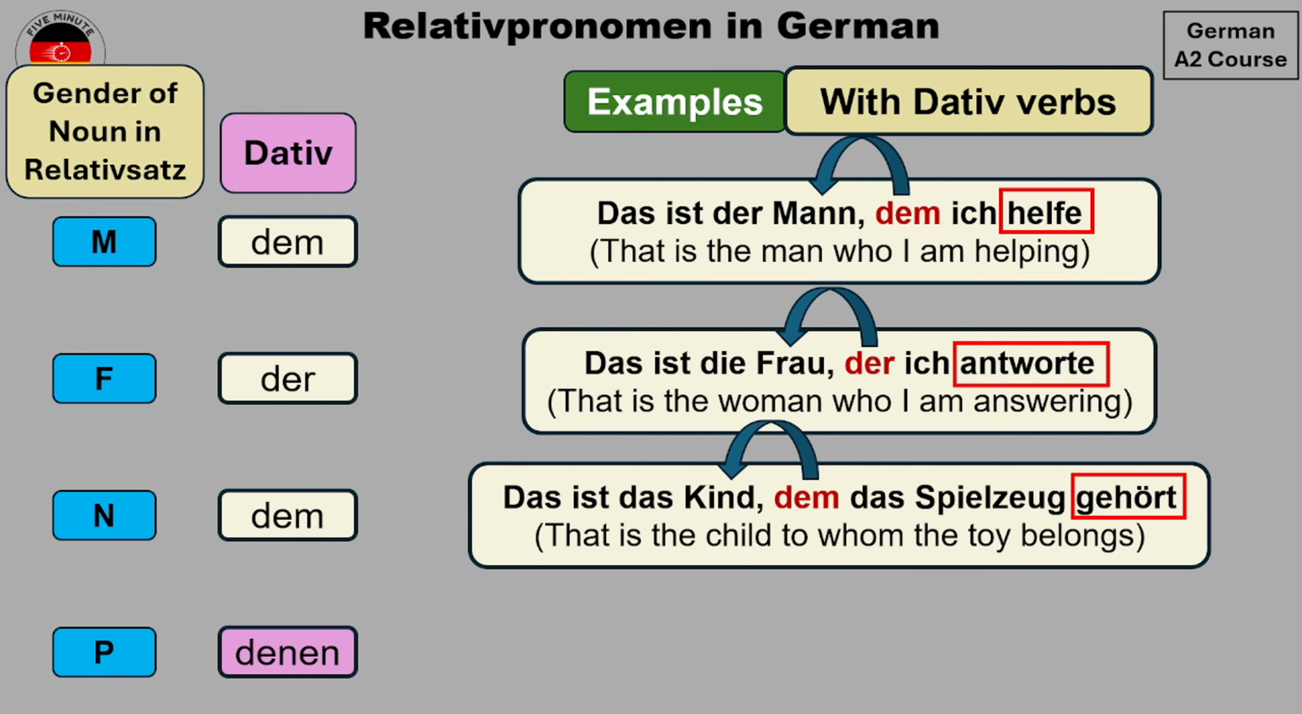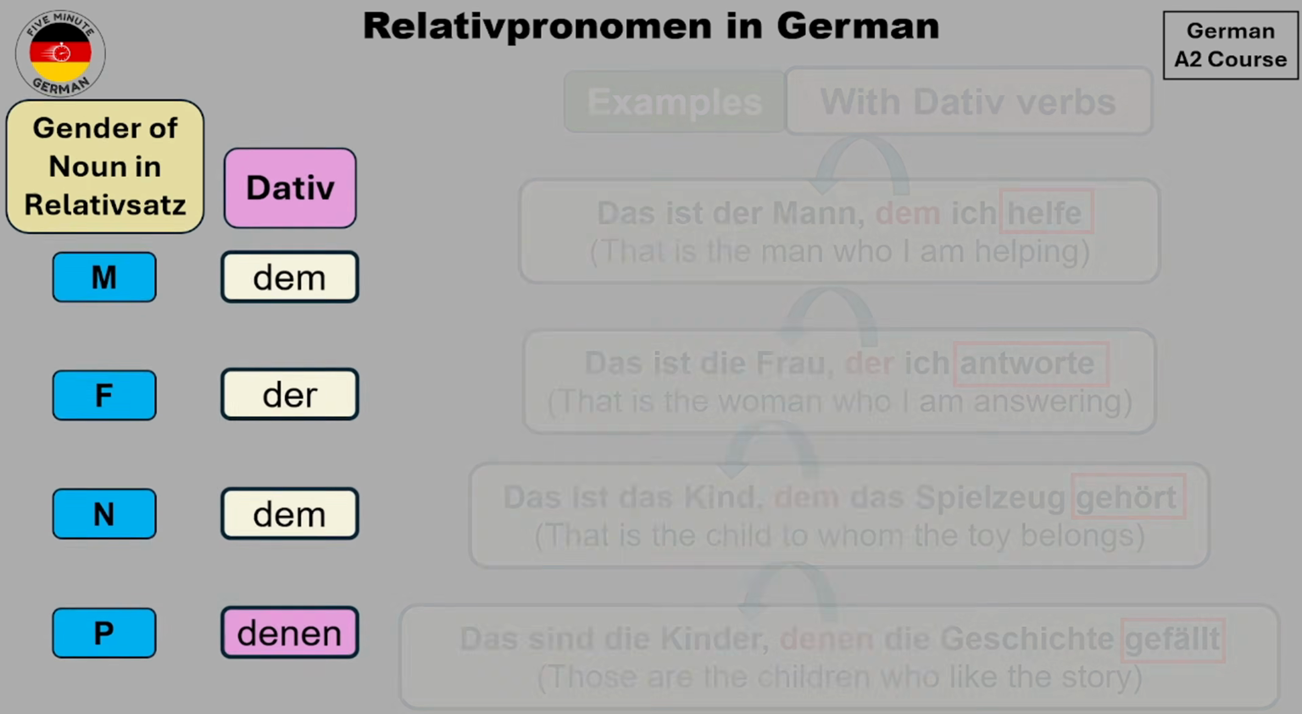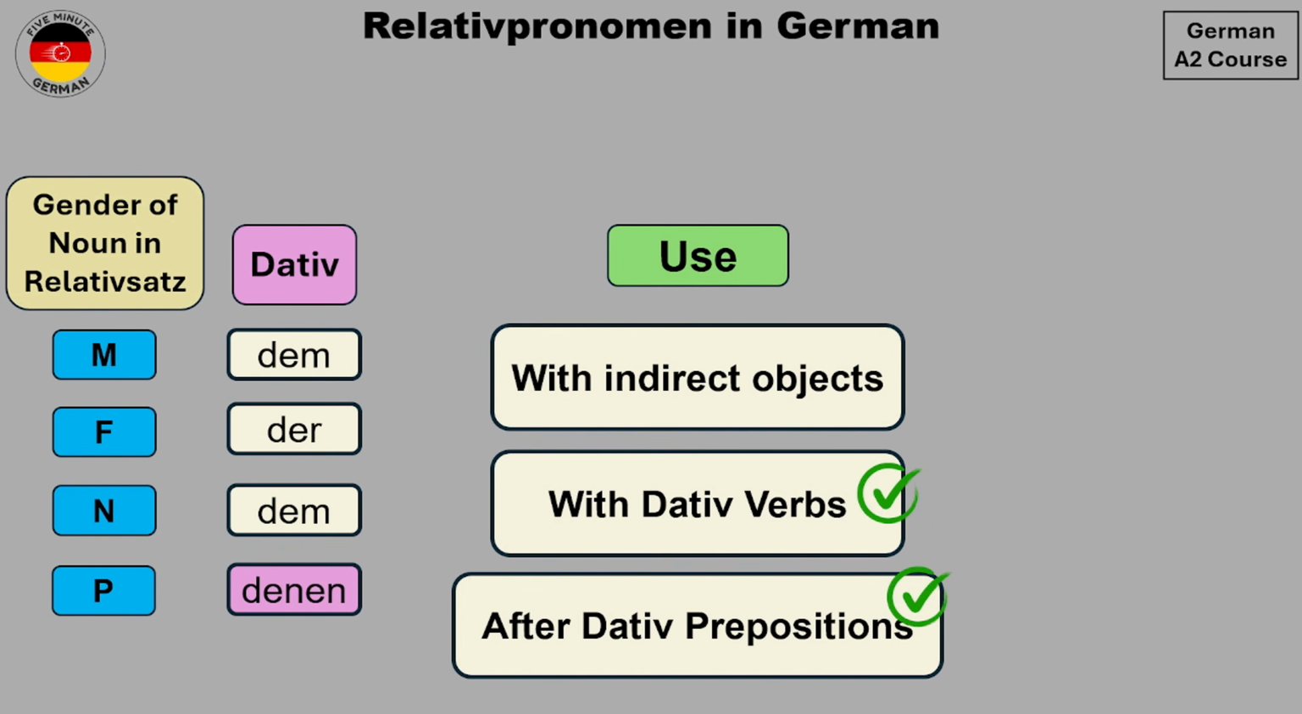An example for the plural case will be Das sind die Kinder, denen die Geschichte gefällt. Those are the children who like the story. Again, gefallen is a dative verb. That's why we have used the relative pronoun in plural over here. So this is how you can use relative pronouns with dative verbs.